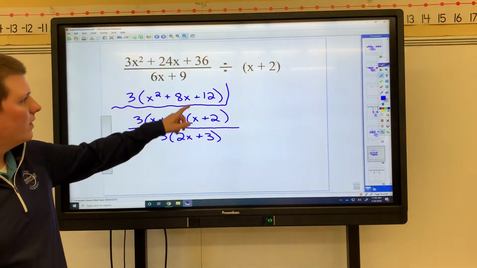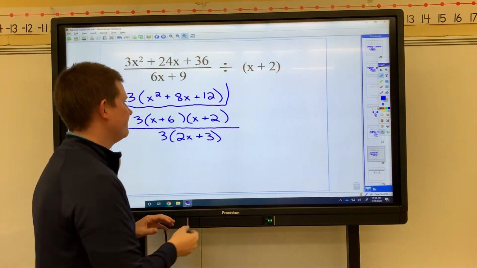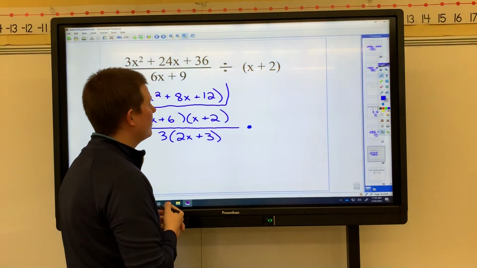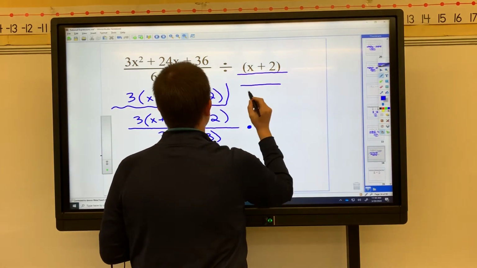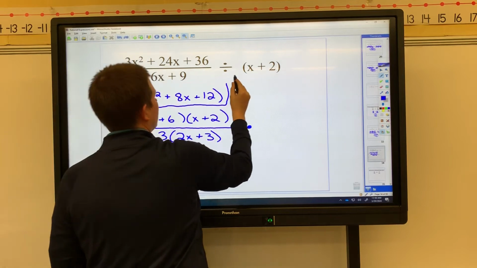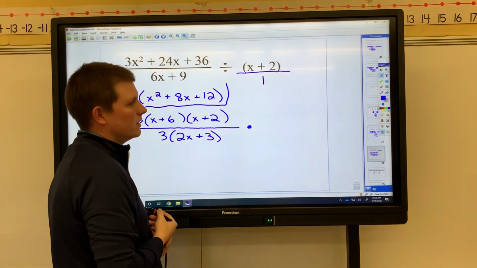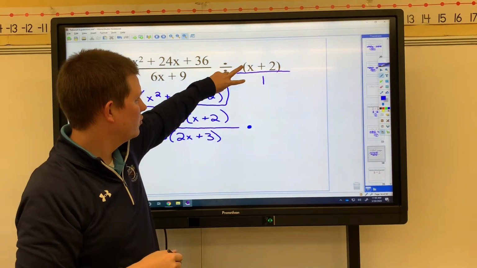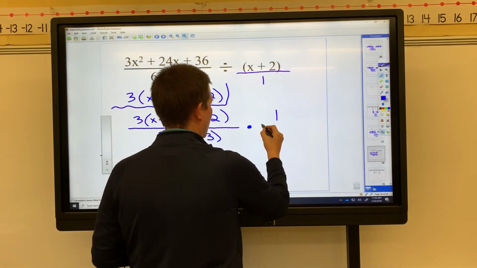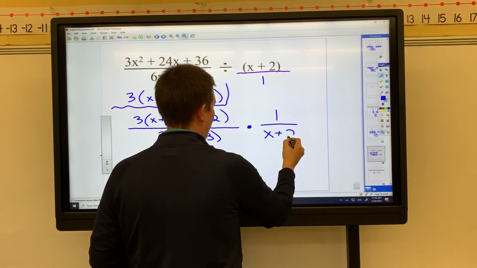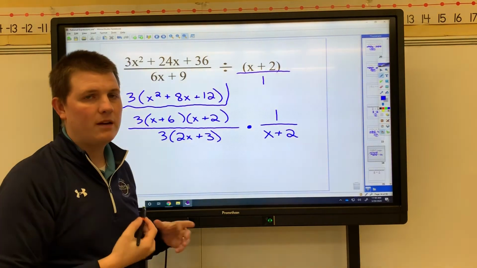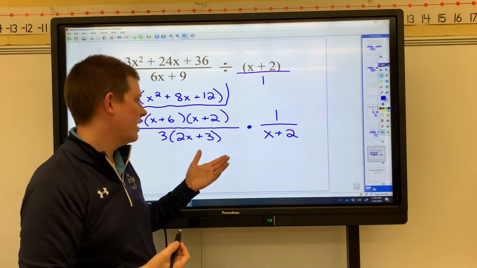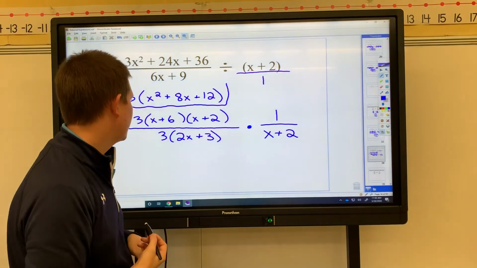All right, so now, instead of dividing, I'm going to make it multiplication. And I'm going to take the reciprocal. Now, in the original problem, the x plus 2 is actually over 1. It's x plus 2 over 1. The x plus 2 is in the numerator. So when I take the reciprocal, I'm actually going to flip that and make it 1 over x plus 2. And now it's a multiplication problem. Now that everything's factored, because I obviously cannot factor a 1 and you cannot factor x plus 2, now we can cross and cancel things out.